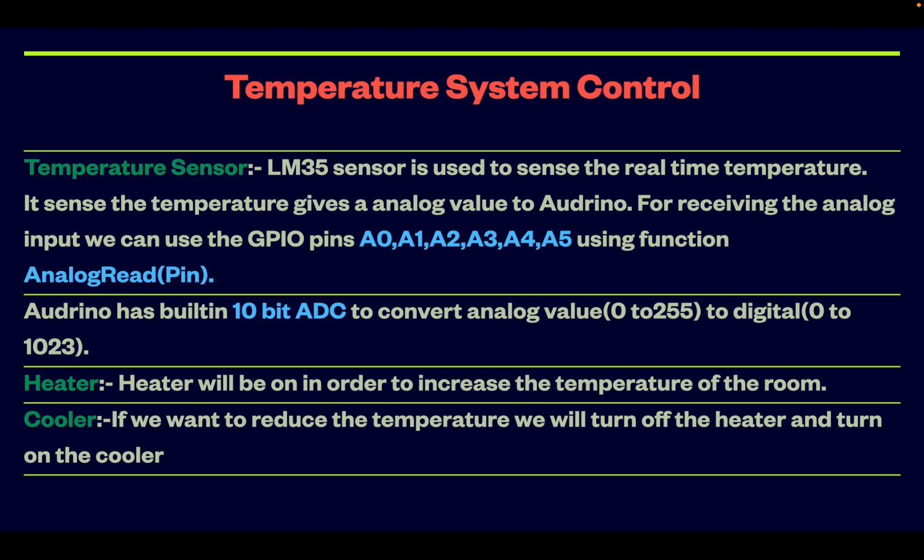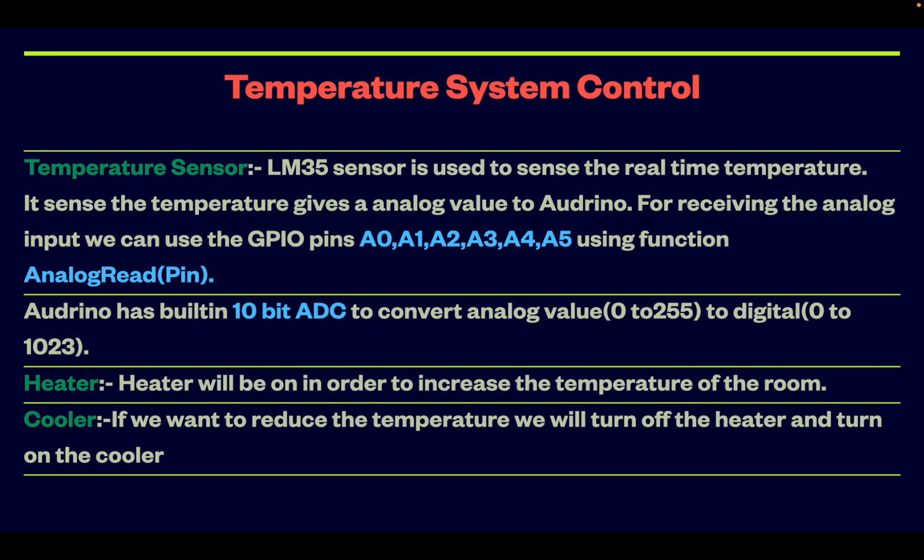Now for the temperature sensor, as I have already told, we are using the LM35 sensor to sense the real-time temperature. It will sense and give the output value to the Arduino. The output is analog, so for receiving this analog value, we have to make the GPIO an input. So A0 to A5 pins we are going to use through the analogRead function.